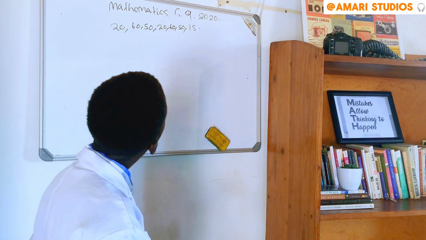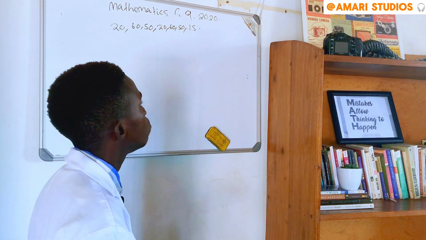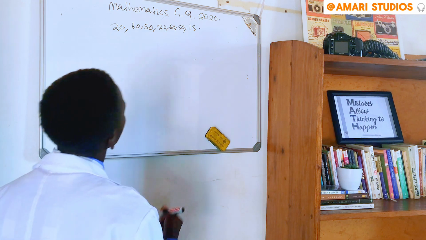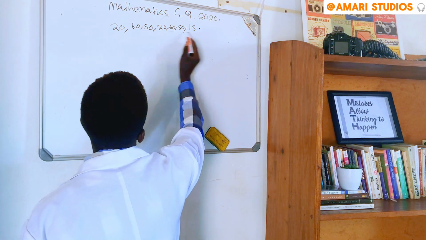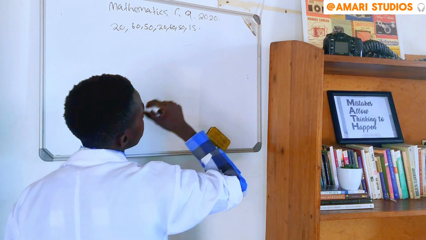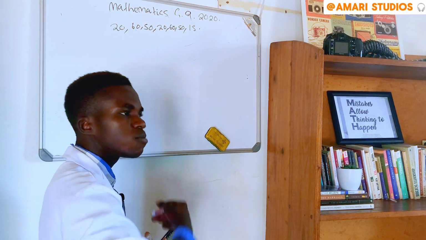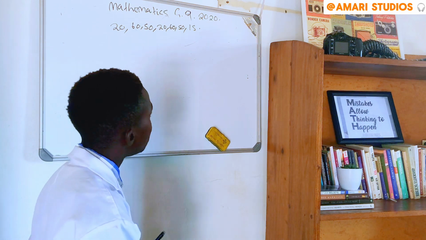In this case, for us to find the median number, the first thing that we are going to do is rearrange. We are going to put these numbers in order. As you can see, they are not in order. It's starting with 20, 60 is in the middle. So we'll put them in order, starting from the smallest until you get to the biggest number.